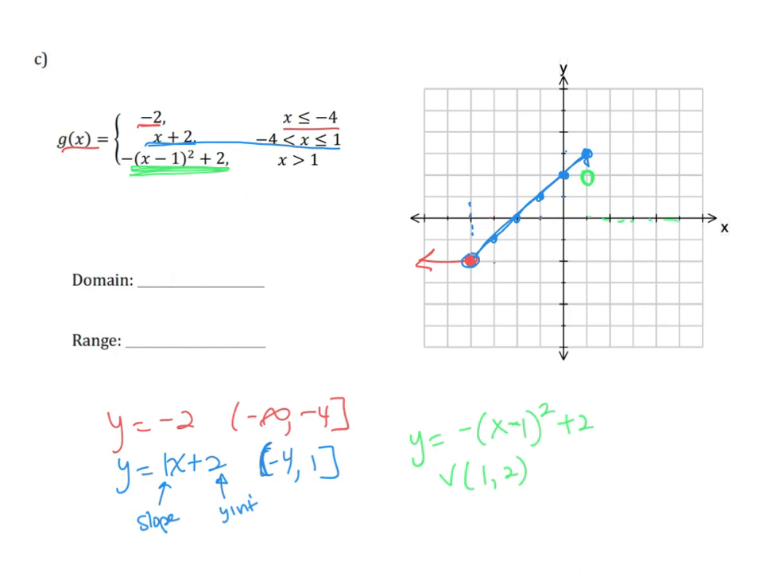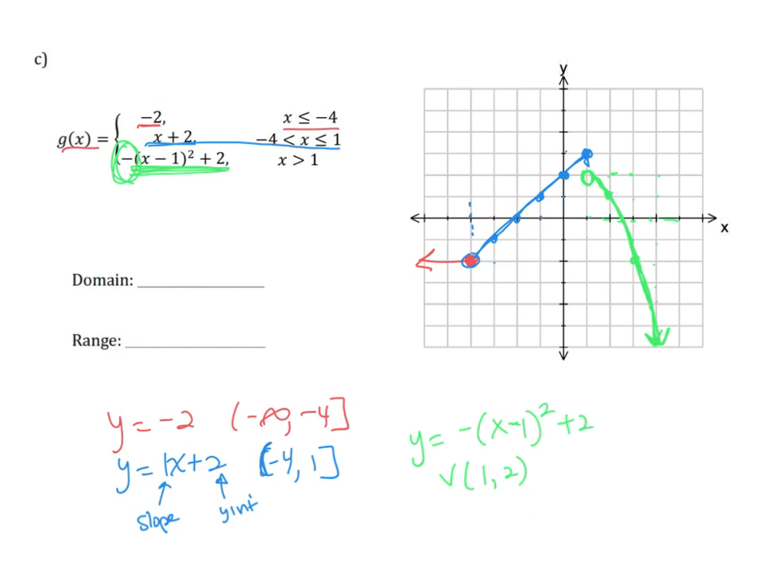So this is my vertex. It's opening downward. So I'm going to go right 1, down 1, right 2, down 1, 2, 3, 4, right 3, down 1, 2, 3, 4, 5, 6, 7, 8, 9. It's off the graph, but it would look something like this. It should be curved nicely and then going down infinitely. So it should look something like that. So there are my 3 pieces.